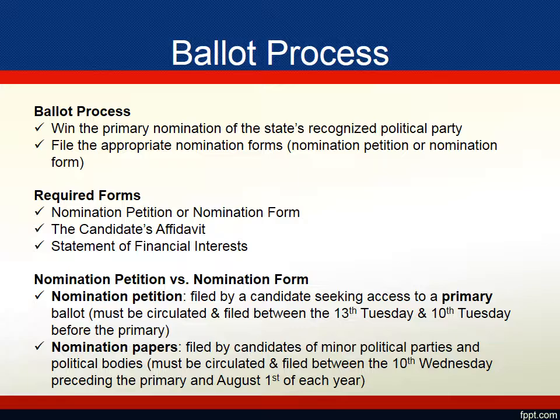If you are seeking access to a primary ballot of a major political party, you must file a nomination petition. The nomination petition must be circulated and filed between the 13th Tuesday and 10th Tuesday before the primary. You must fill out a nomination paper if you are a candidate of a minor political party or political body. The nomination paper must be circulated and filed between the 10th Wednesday preceding the primary and August 1st of each year.